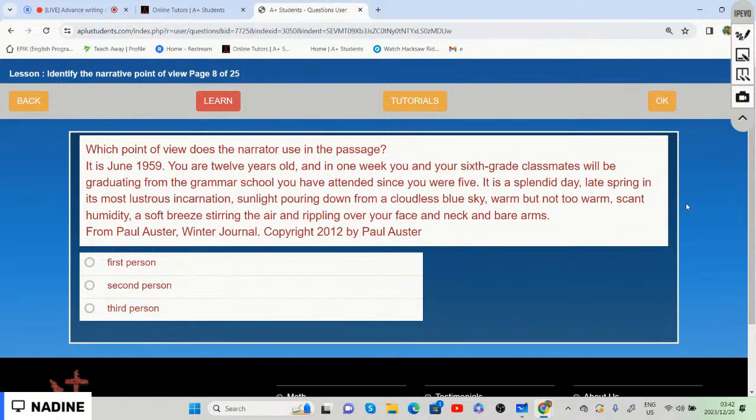So it is June 1959. You are 12 years old, and in 1 week, you and your sixth grade classmates will be graduating from the grammar school you have attended since you were 5.